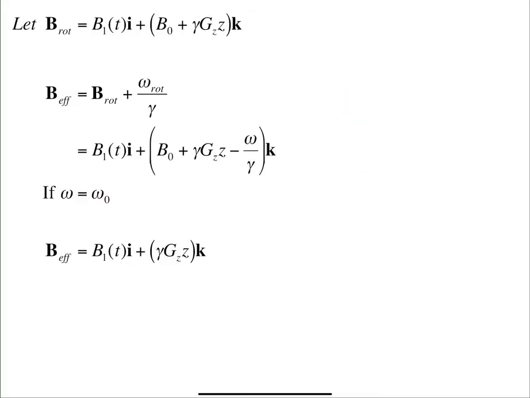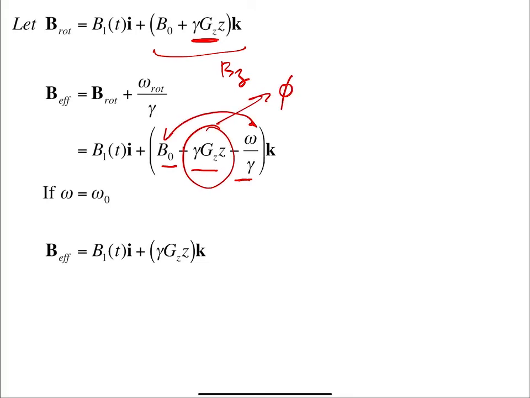So if we plug into that formula again, we have the same thing, but we have to add this additional term for the gradients if we want to apply a gradient. This is all part of the Bz term. Now we think about applying a gradient in the z direction. So we have B naught plus gamma Gz minus omega over gamma. If we're on resonance, these two things cancel out, go to 0. So we're just left with this term.